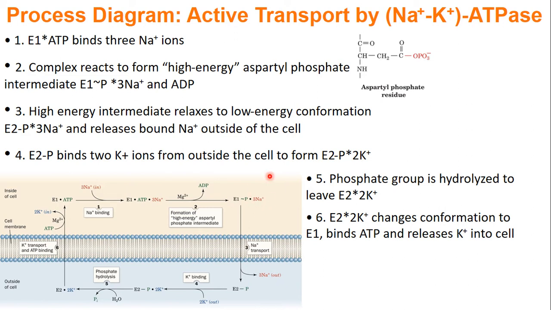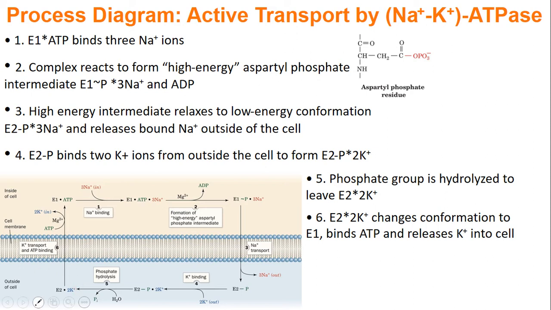This is an intermediate state in very high energy. So we want to get out of this intermediate state. And the way we do it is that we pump 3 sodiums out. So we're in a lower energy E2 phosphate state. We have a conformational change which releases the sodiums to the outside of the cell. When we're in this E2 phosphate form, potassium can bind to E2 phosphate. So you get this E2P 2 potassium. Water will come and hydrolyze our phosphate from our aspartate residue, and we are left with E2 K.